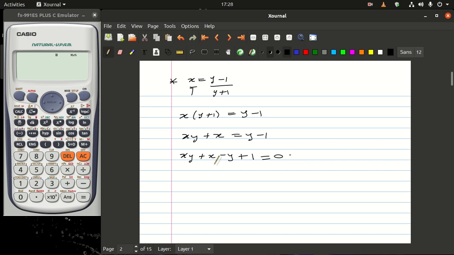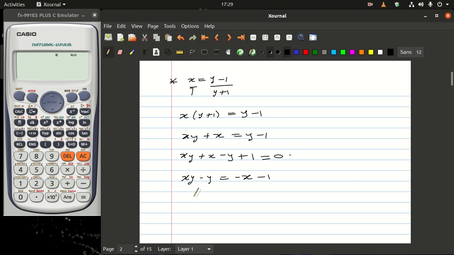Now, I want to make y the subject of the formula. Anything that is not going to help me with that, I move it to the right hand side. Now I end up being left with xy minus y is equal to minus x minus 1. This is going to change the sign when it's jumping the equal sign, and this one is going to change the sign when it's jumping the equal sign.